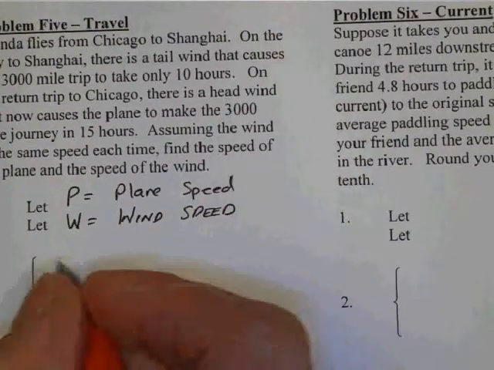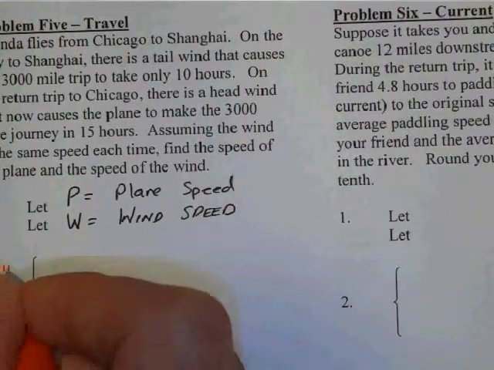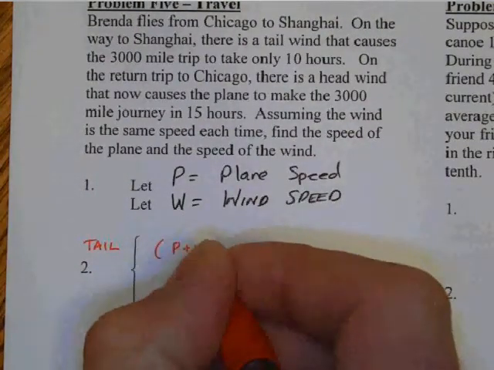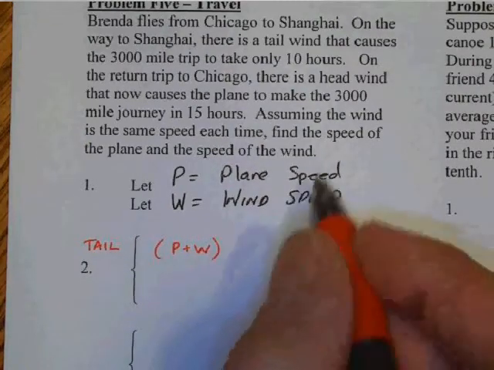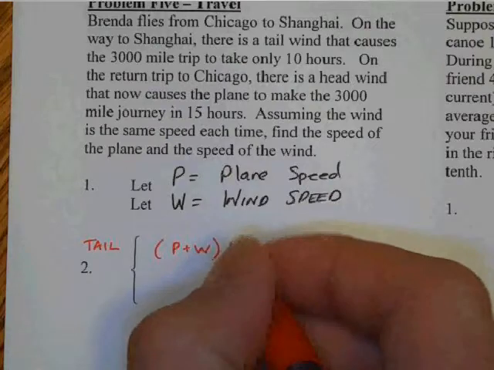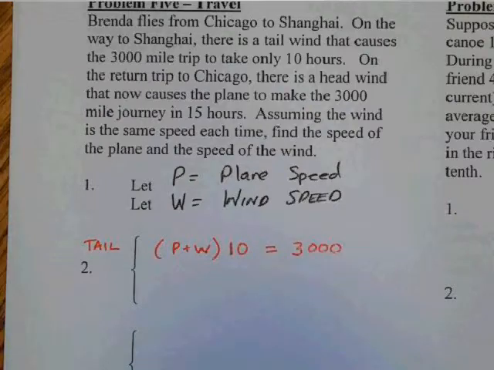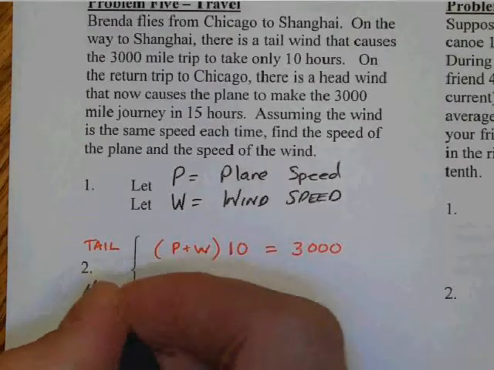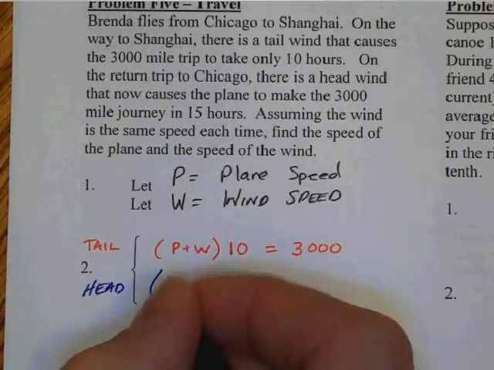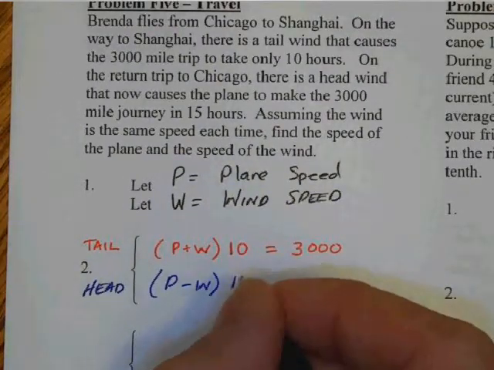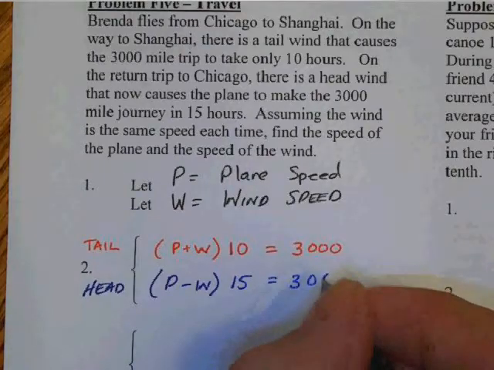Well, our rate with the wind, in other words, in a tailwind situation, is going to be P plus W times the time, which is 10 hours, equals the distance, 3,000. Our second scenario is when we have a headwind. In the headwind scenario, the wind is coming against us, P minus W, times 15 hours now equals the same, 3,000.